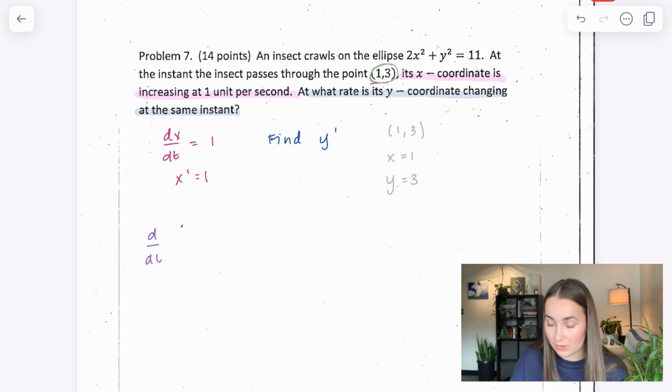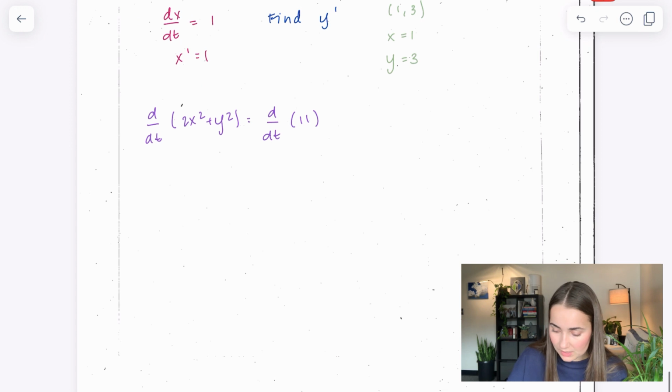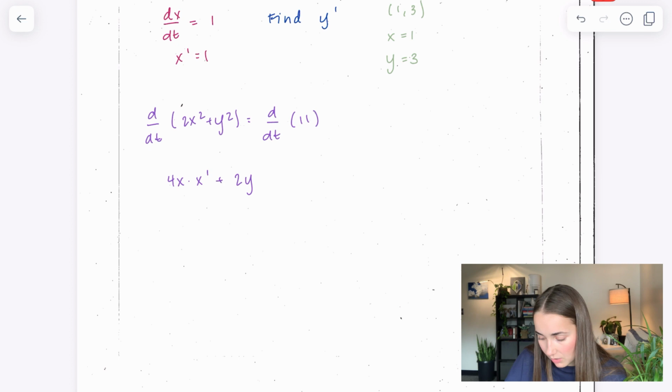So let's go ahead and set up our implicit differentiation. We want to take the derivative in terms of time of both sides. First, we're going to take the derivative of 2x squared. So I'm going to treat it like normal power rule, and I get 4x, but now we have to multiply by x prime. Same thing with the y. I'm going to bring down that power, and I get 2y times y prime, and the derivative of a constant is equal to 0.